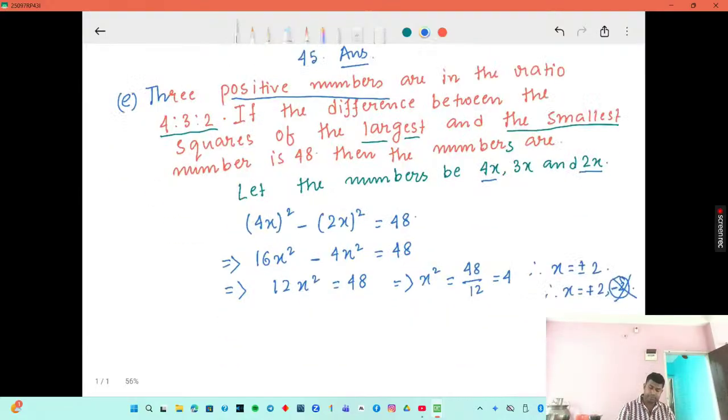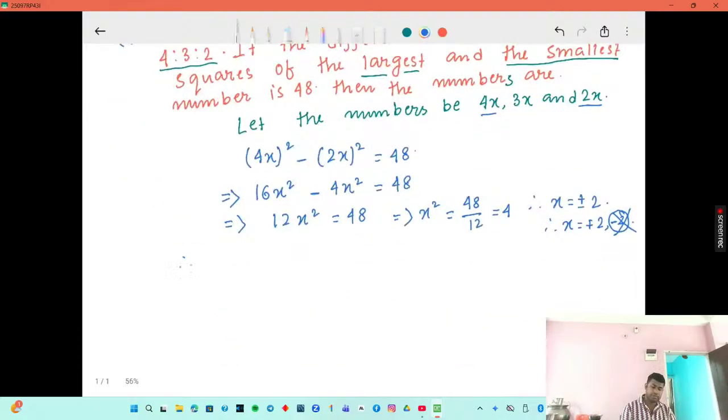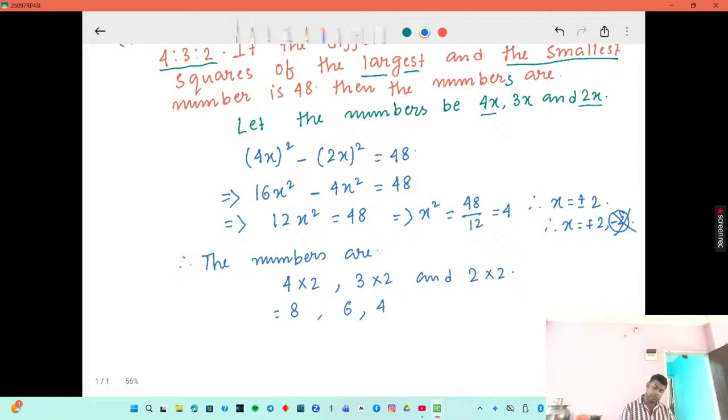So the numbers are 4 into 2, 3 into 2, and 2 into 2, therefore 8, comma, 6, comma, 4. Answer. So what will be the numbers? The numbers will be 8, 6, and 4.